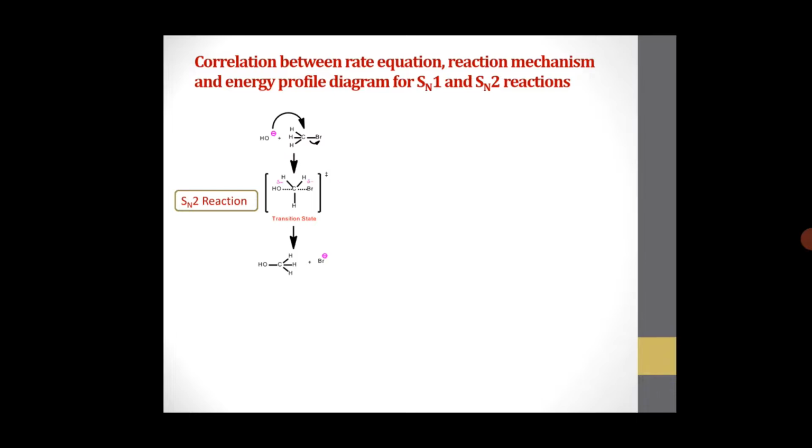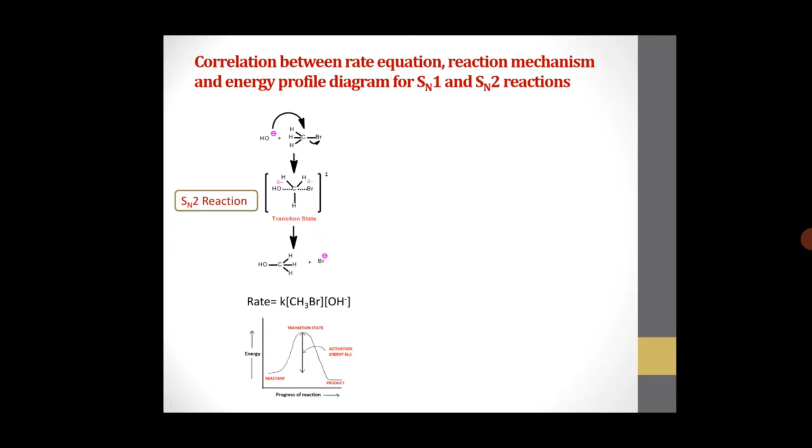Now, in this step, if you want to get the product methanol, then methyl bromide molecule has to collide with OH minus to give methanol. Therefore, the rate of the reaction is dependent on both the concentration of methyl bromide and OH minus ion. And the energy profile diagram of SN2 reaction also shows that it is a single step process where the reactants are converted to the product through the formation of a transition state.